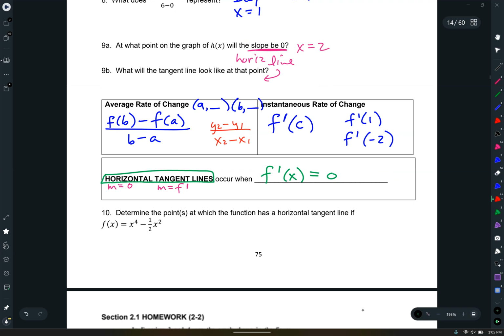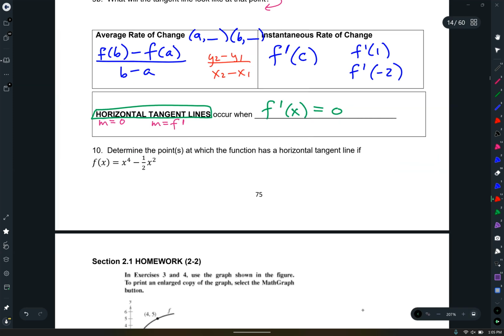Okay? So, number 10, determine the points at which the function has a horizontal tangent line. As soon as I see that phrase, horizontal tangent line, I immediately think, oh, that's when the derivative equals 0. Okay, great. So what am I going to do over here? I'm going to take the derivative, and then I'm going to set it equal to 0. Well, the derivative is 4x cubed minus, bring down the 2. It's going to cancel the 1/2, and it's just going to become x to the first.